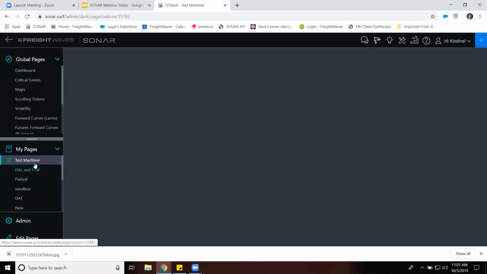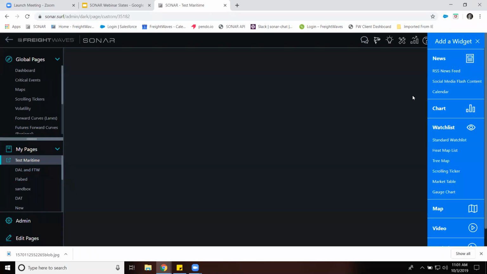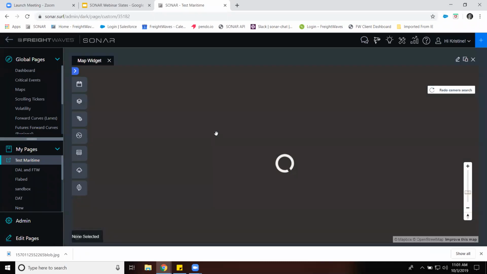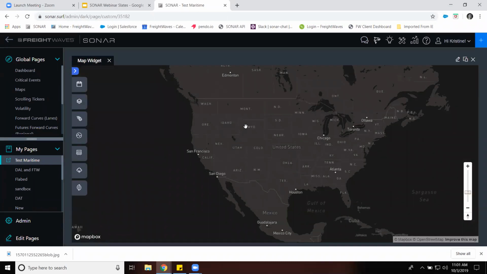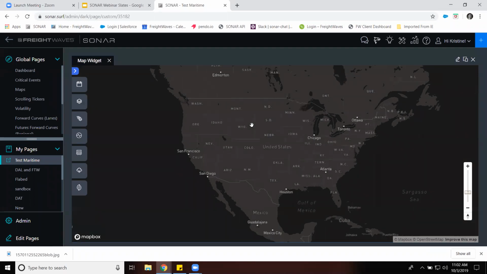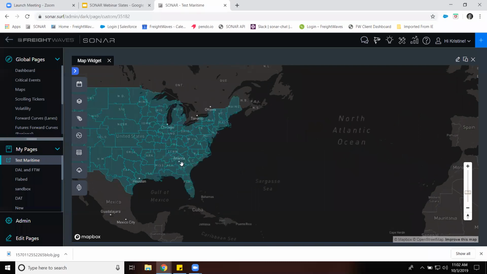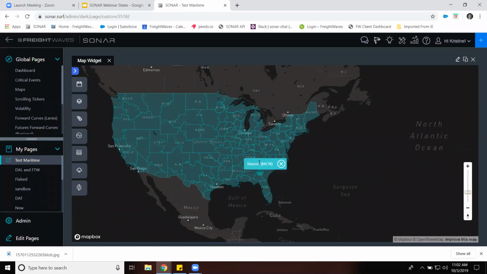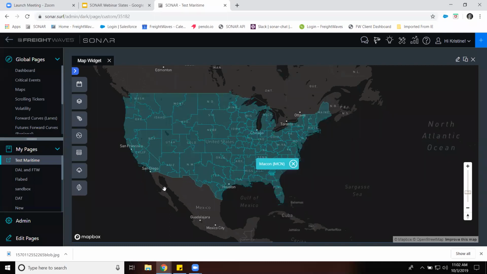So I think we'll start with the maps because I think it's a good place to get a top down view. So I want to show you what we have on our maps that I think will be useful in the maritime space. Number one, we started obviously in truckload. So the Sonar 5.0 maps for maritime specifically will be much more robust. But I wanted to show you how we have some of these different data sets broken out.